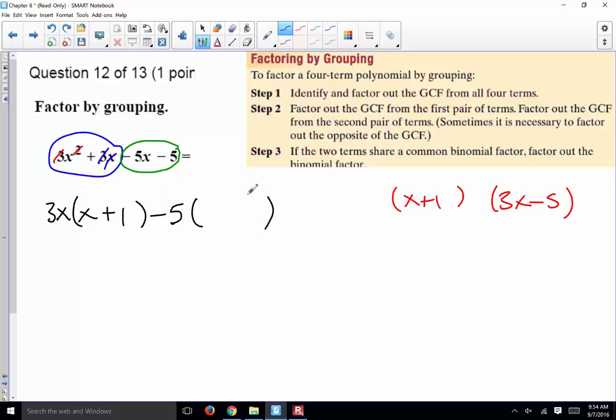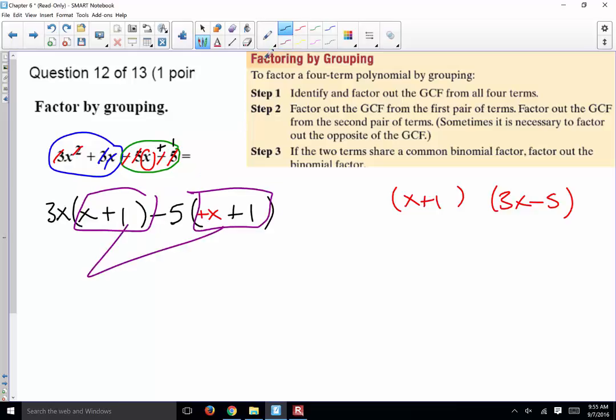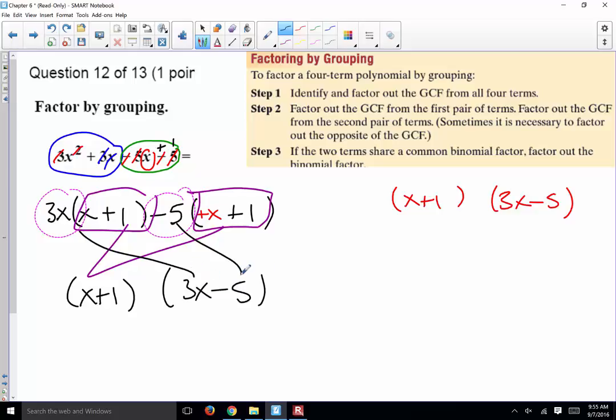Okay. Then when I take a negative 5 out of this guy, what's left is positive x here. When I take a negative 5 out of both, what's left is positive 1 here. And this way you found a match. You pulled it out, and the leftover items are 3x and minus 5. Perfect.